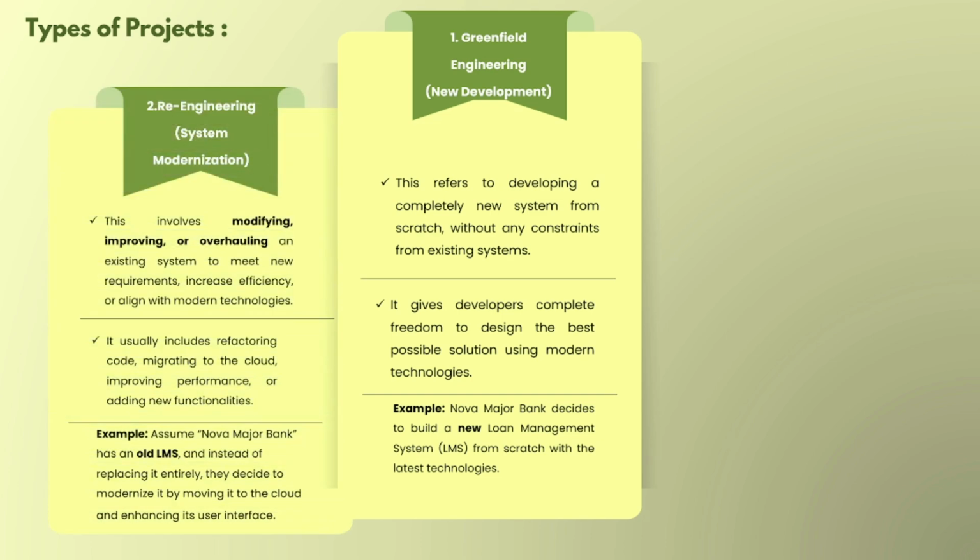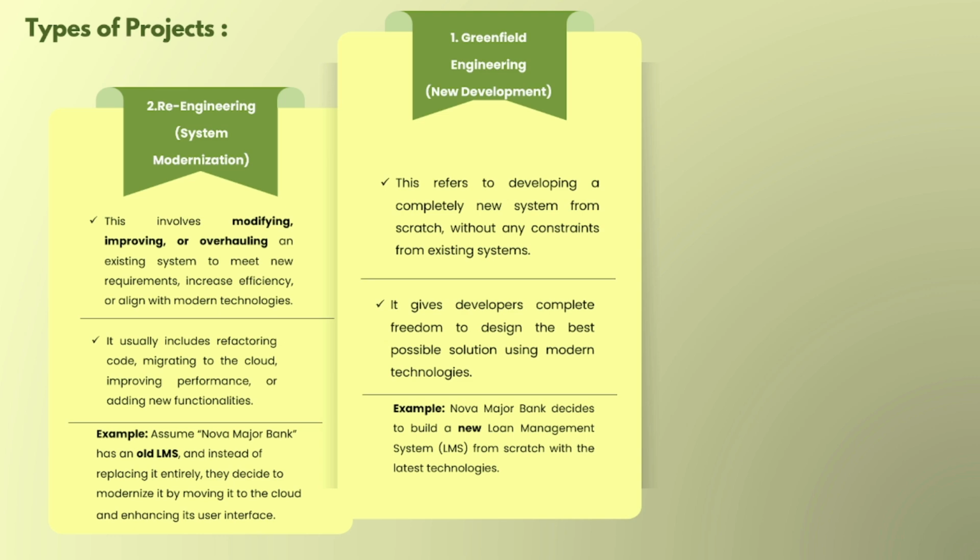This is re-engineering or system modernization, which is nothing but updation of existing system. This involves modifying, improving or overhauling an existing system to meet new requirements, increase efficiency or align with modern technologies. It usually includes refactoring code, migrating to the cloud, improving performance or adding new functionalities. For better understanding, let's check the example.